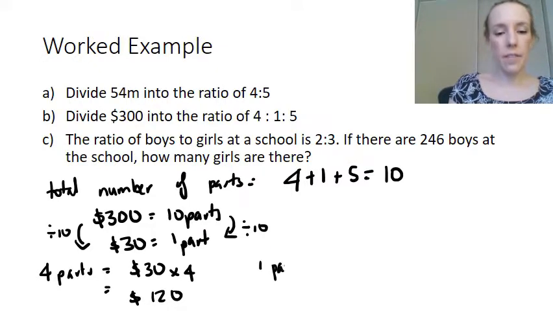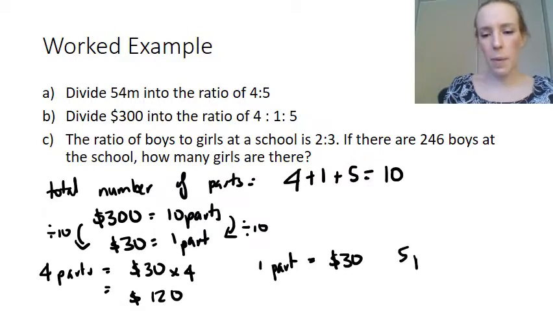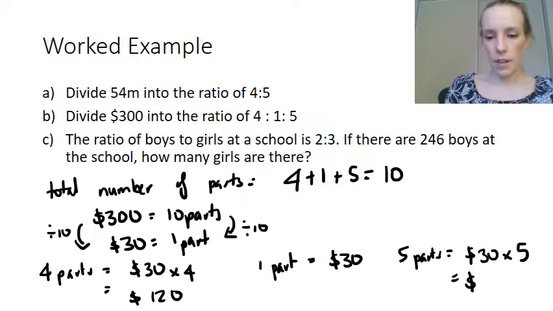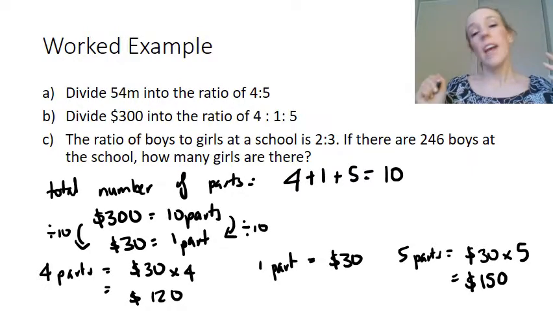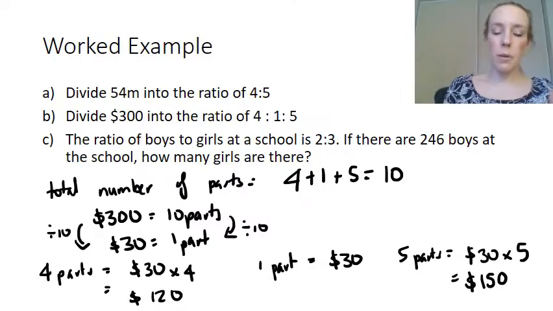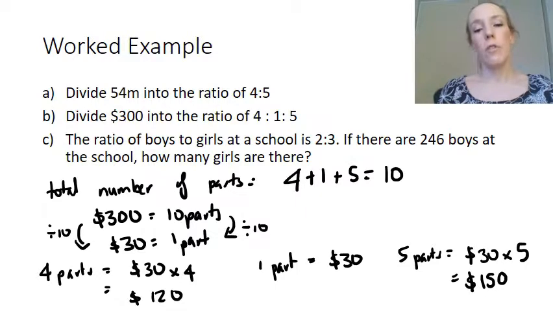1 part, as we already know, equals $30. And then 5 parts is $30 times 5, $150. If you add those all together, so 120 plus 30 is 150, 150 plus 150 is $300. You've got your ratio there.